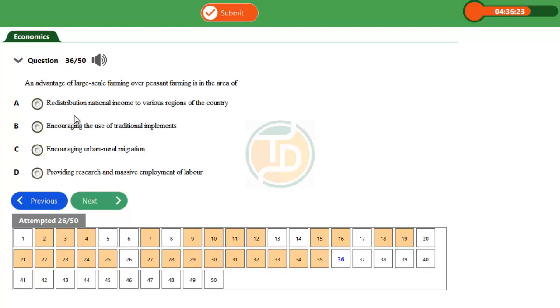Option A has to do with redistribution of national income to various regions of the country. Redistribution of national income is a way of taking less from the poor and providing the same public good to all. Example, in the area of taxation, the rich pay higher tax, the poor pay lower tax, but they are provided with roads, piped water and other public goods.